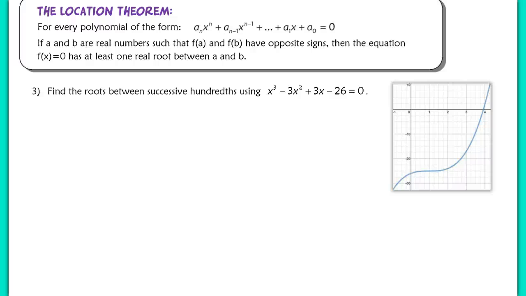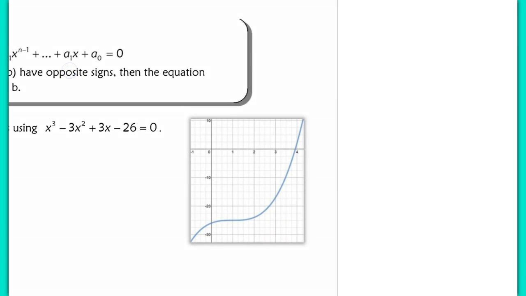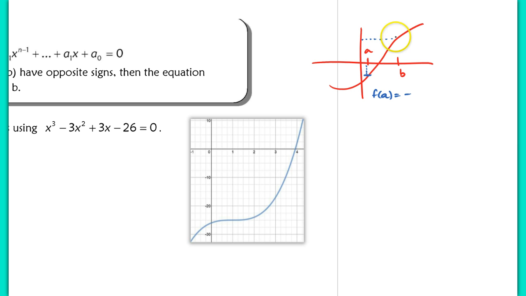Now, I think graphically this will make more sense than what it says in words, but essentially all that it's saying is that if you have a polynomial, here's your function and here's a picture. Okay, let's take a value here. Let's make a right here and b over here. Okay, f of a in this case is a negative value. So f of a is negative and f of b up here is positive.